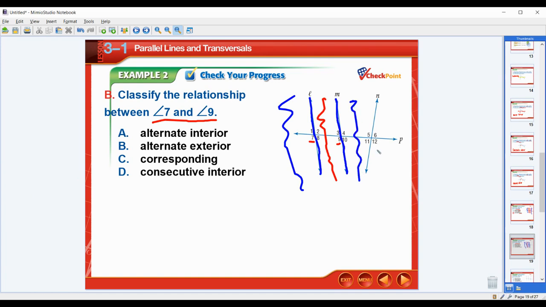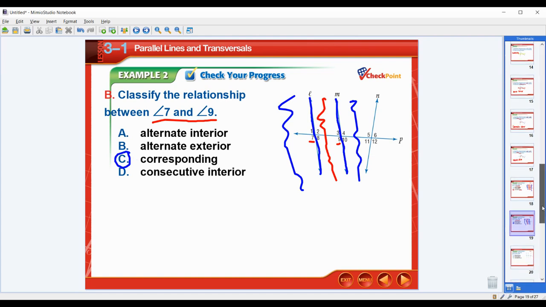So 7 and 9 here. 7 appears to be on the exterior. 9 appears to be on the interior. So there's only one choice where we have an angle on the exterior and an angle on the interior. And as long as these are on the same side of our transversal, which they are, these will be corresponding angles. So choice C.